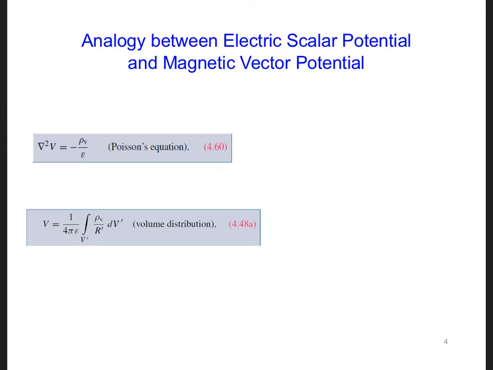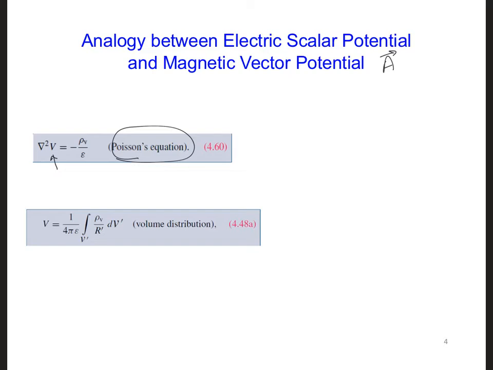To get an idea of what this magnetic vector potential A is, and the equations we'll be using, let's consider an analogy involving electric scalar potentials, also known as electric potential, voltage potential, or just V, voltage. The equation we're going to use for our analogy is Poisson's equation.